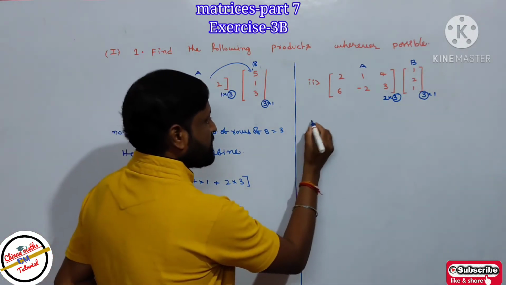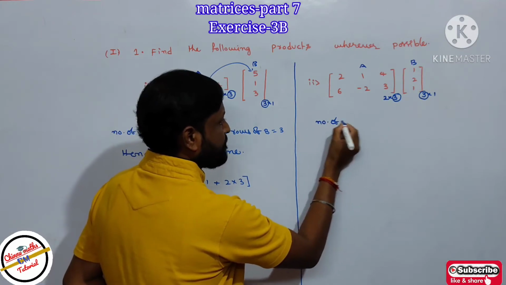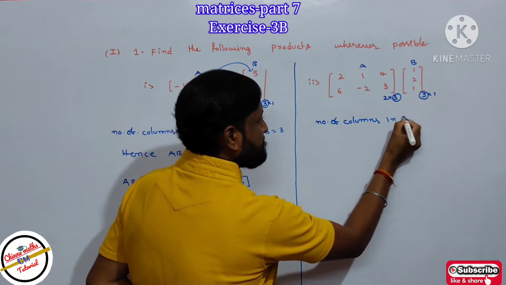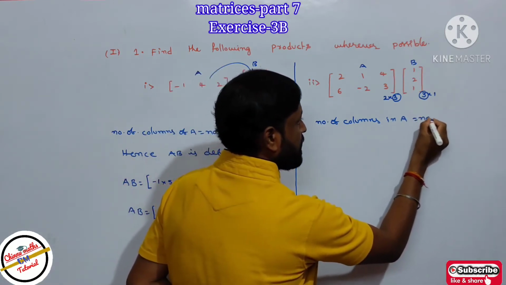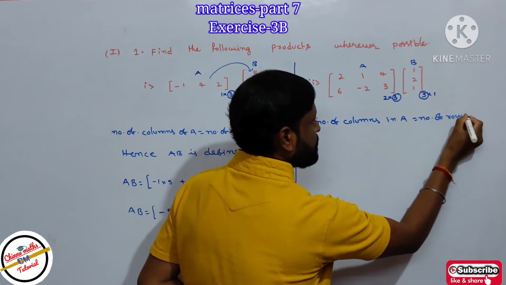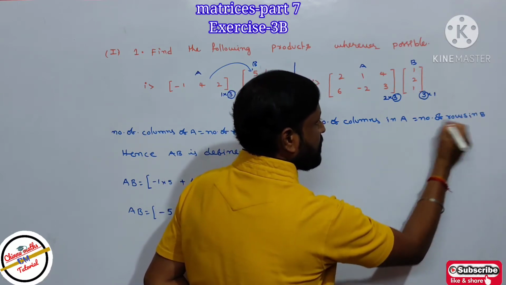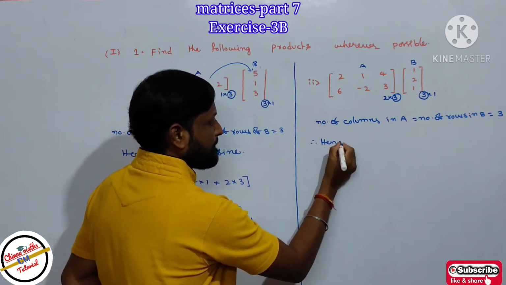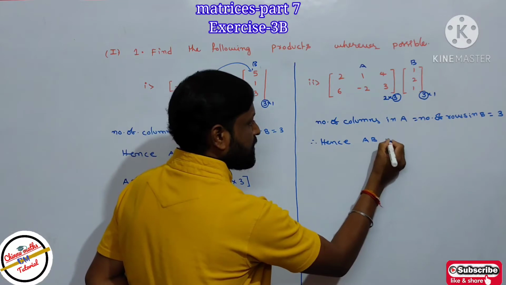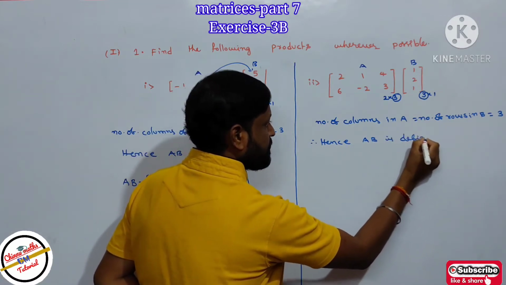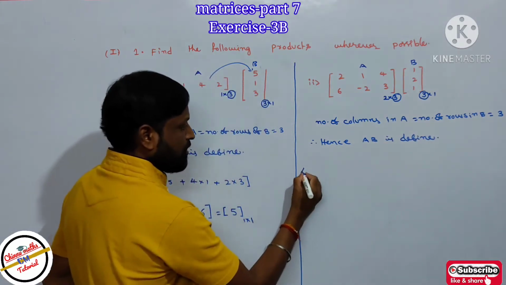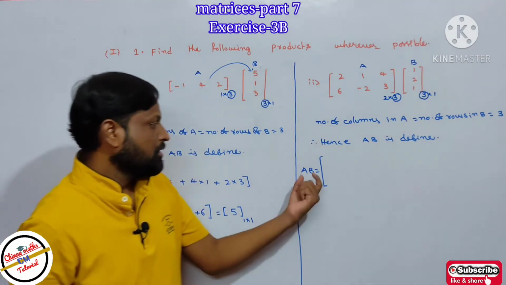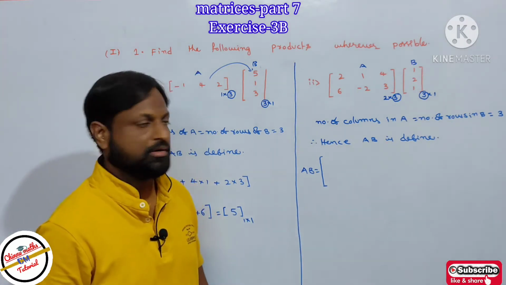So directly you have to write: number of columns in A equals number of rows in B equals 3. Hence the product AB is defined. Then write the product of AB equal to. Already we know the process of the product of AB.